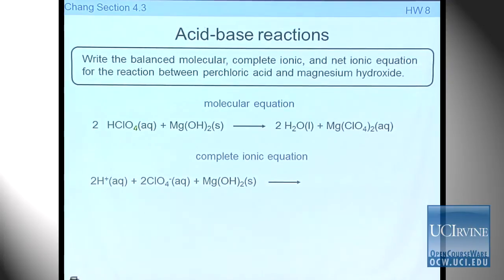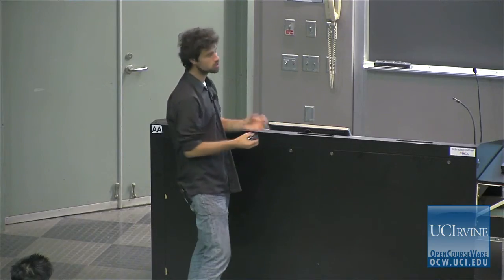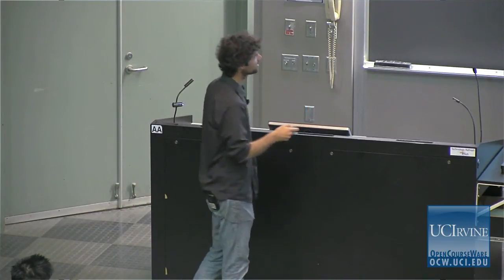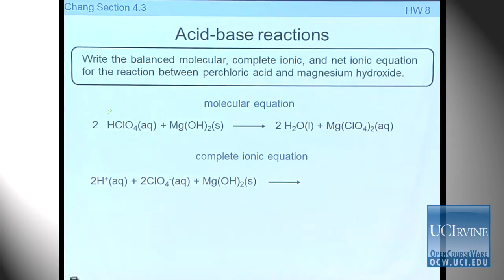Okay? If you split something into ions, you can split it into ions. You don't split it into all kinds of elements. Right? That's not the idea of a completely ionic equation. So the ions in perchloric acid are H plus and perchlorate. Right? Perchlorate is an anion. This is the anion. You don't split the anion again into elements. Two H pluses, two perchlorates.